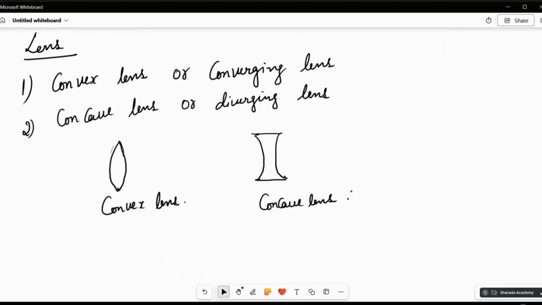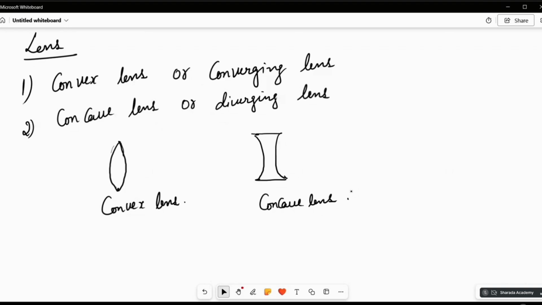Can you tell which was the converging mirror we studied? Tejasri or anyone? Online people? Concave mirror. Correct. Very good. Concave mirror was the converging mirror there.